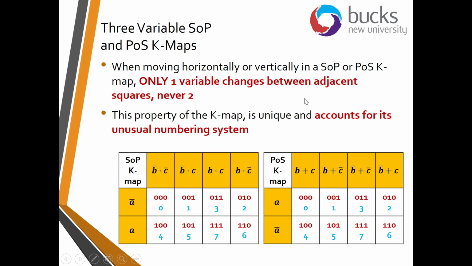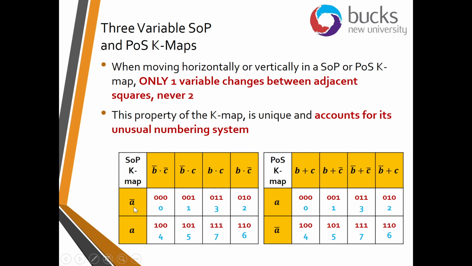When moving horizontally or vertically in a sum of products or product of sums K-map, only one variable changes between adjacent squares, never 2. That's the important thing about this. The variables are set up and numbered this way because we are trying to get to a situation where as you move from one square to another, you only change one variable. In this row, not A stays the same. But as we move from not B, not C, for example, not C is the only thing that changes to C. As we move across, not B becomes B, and as we move across again, C becomes not C.